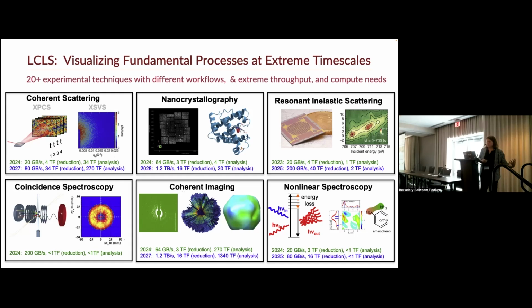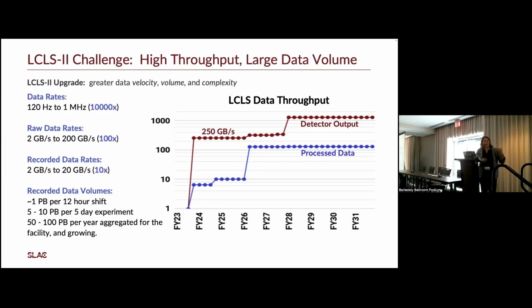We have hundreds of users per year and roughly 20 experimental techniques in play across these instruments. And all of them have different workflows, and all of them have different data requirements and different compute needs, which makes this a very challenging environment to work in. So in order to get a sense of how much computing we're going to need in the future, we had to, this is the one on the delay, I should be watching that one. We had to figure out, how much data are we going to be producing in the near future?